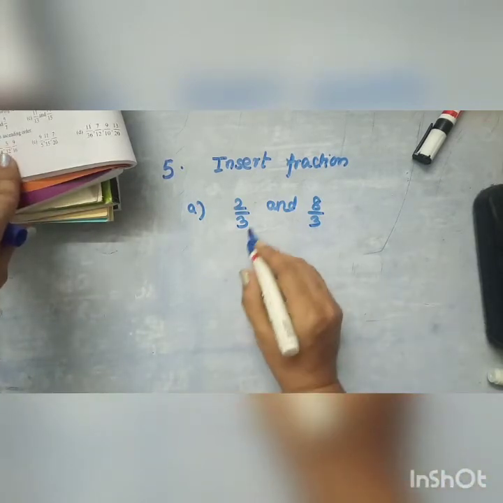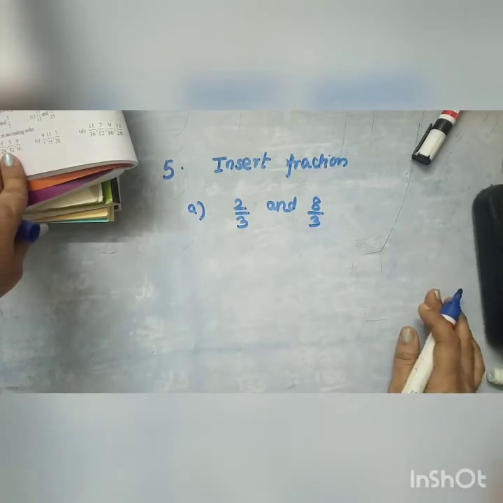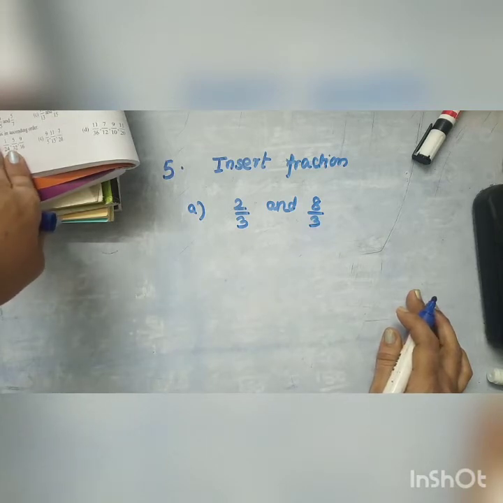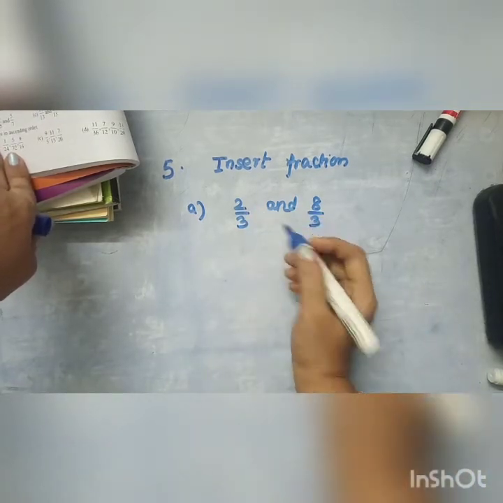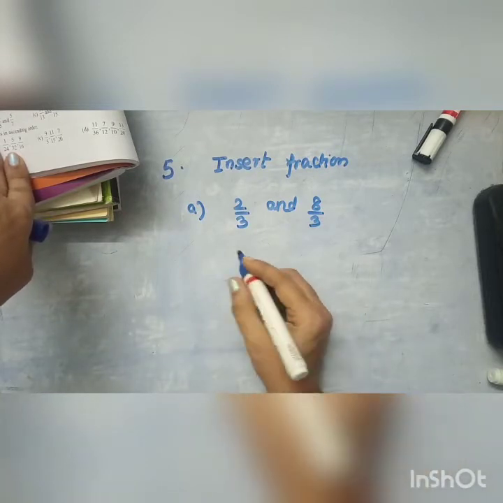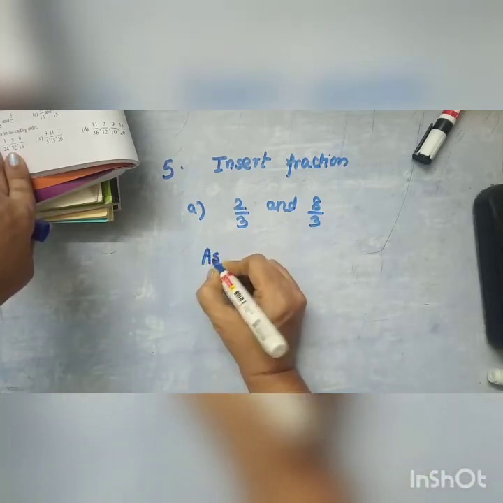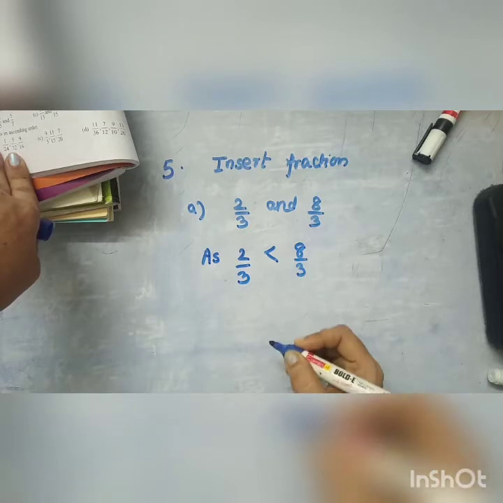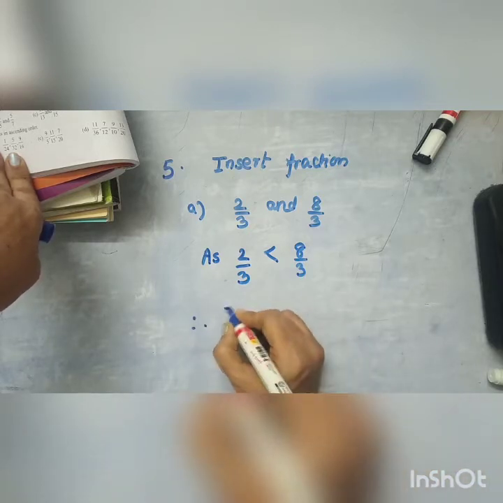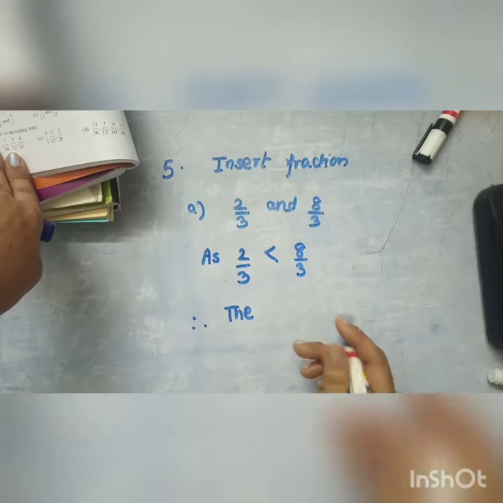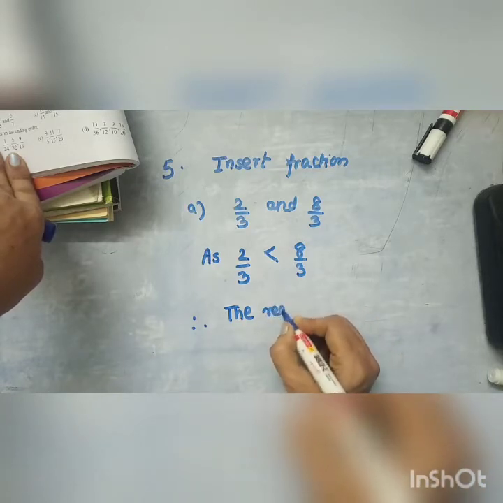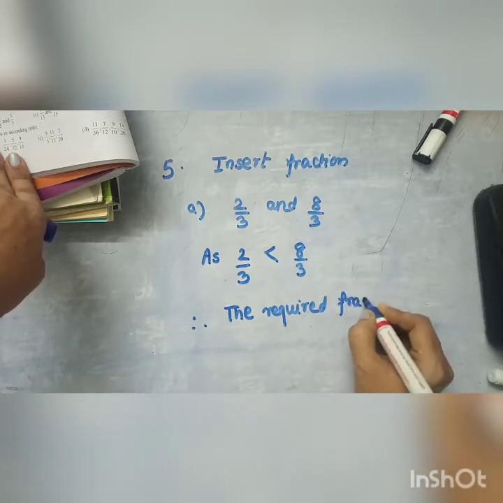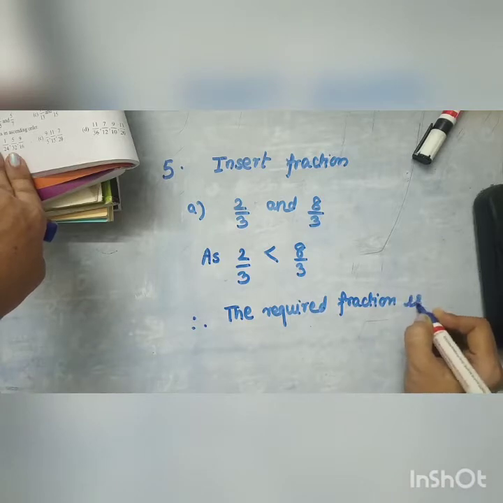आप देख सकते हो कि यहाँ पे जो डिनोमिनेटर्स है वो दोनों सेम है और न्यूमरेटर्स वो डिफरेंट है. तो only by looking at the numerator you can find out that this 2 upon 3 is less than 8 upon 3. So here what we will write is, as 2 upon 3 is less than 8 upon 3, therefore the required fraction is, अब क्या, अब इसको कैसे करना है आप देखिए.